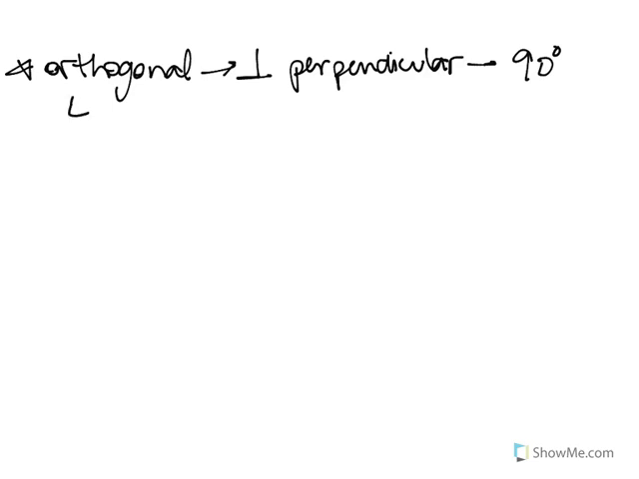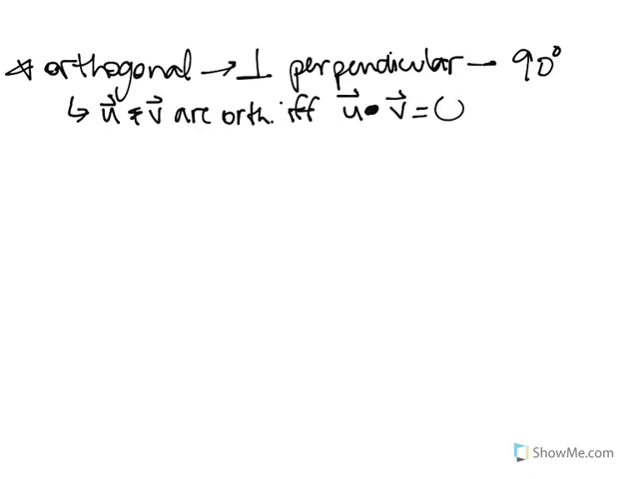And so if we have two vectors, vector u and vector v, they are orthogonal if and only if their dot product is equal to 0. So if I ask you if two vectors are orthogonal, you just have to do the dot product, and if it's 0, then you say yes, and if it's not 0, then you say no.